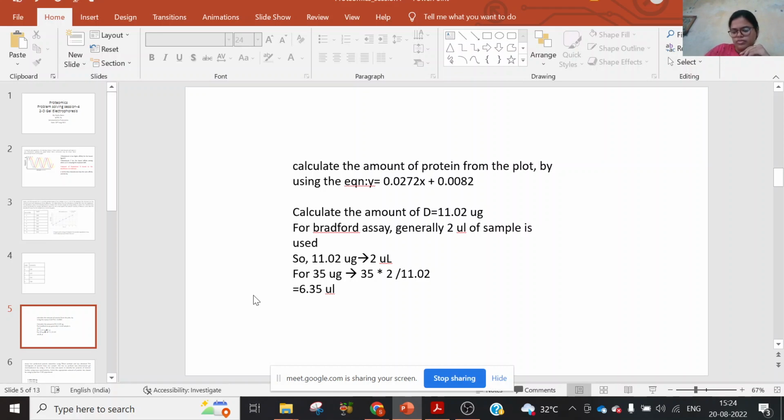Particularly for our course, if it is not specified, just consider it 2 microliter. But otherwise, in daily life, when you are applying it, just keep in mind how much sample you have used while doing the quantification. Okay, ma'am. Thank you.